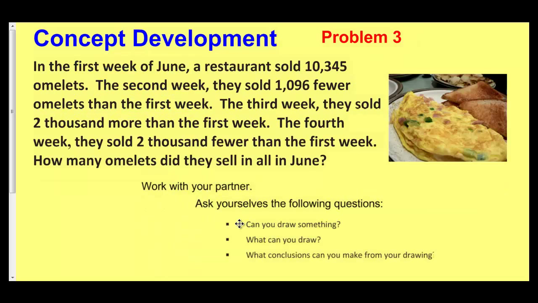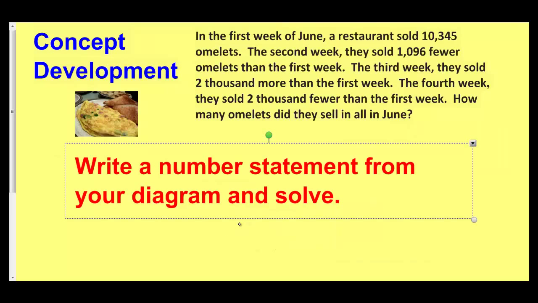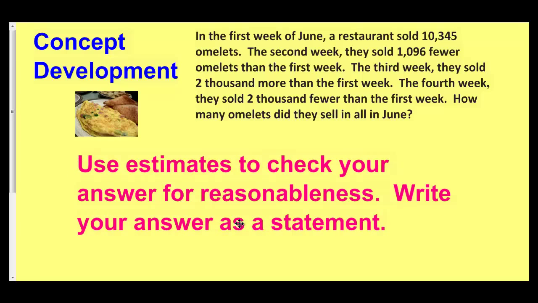All right, last problem. Again, I want you to read this problem by yourself, and then think to yourself, can you draw something, and if so, what can you draw, and what conclusions can you make from your drawing? Once you have completed your drawing, I want you to press play. Now, from your drawing, I want you to write a number statement and solve for the answer. How many omelets did they sell in all in June? Once you're finished with that, press play. Now I want you to use estimation to check your answer for reasonableness. If your answer is reasonable, go ahead and write your answer as a statement. When you're ready to check, press play.